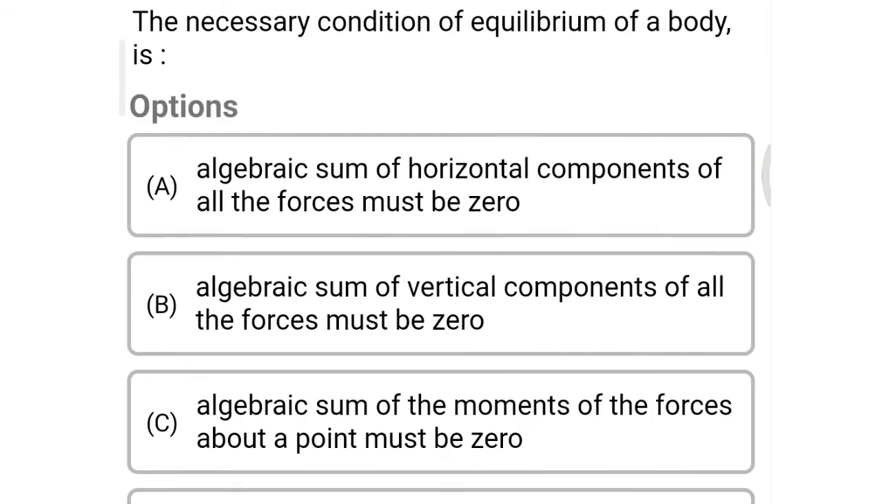So next question: the necessary condition of equilibrium of the body is: option A, the algebraic sum of the horizontal components of all the forces must be 0; option B, the algebraic sum of vertical components of all the forces must be 0; option C, the algebraic sum of all the moments of the forces about the point must be 0; option D, all of the above. So the correct answer is option D, all of the above.